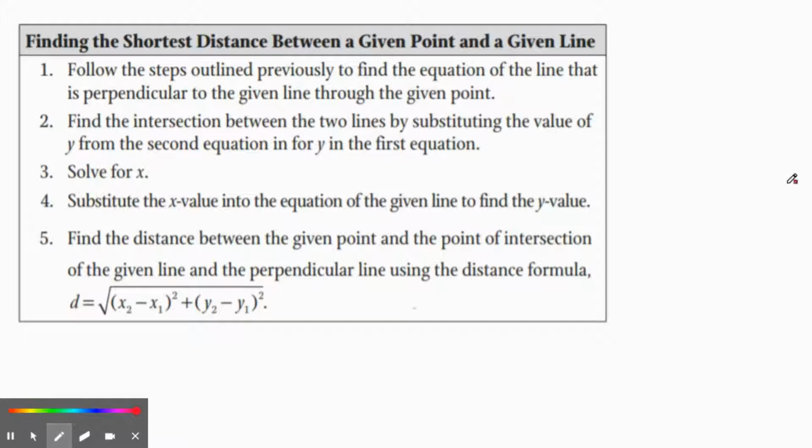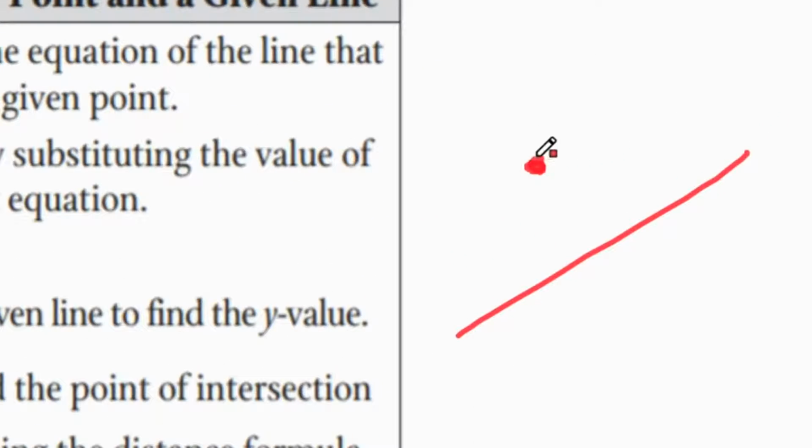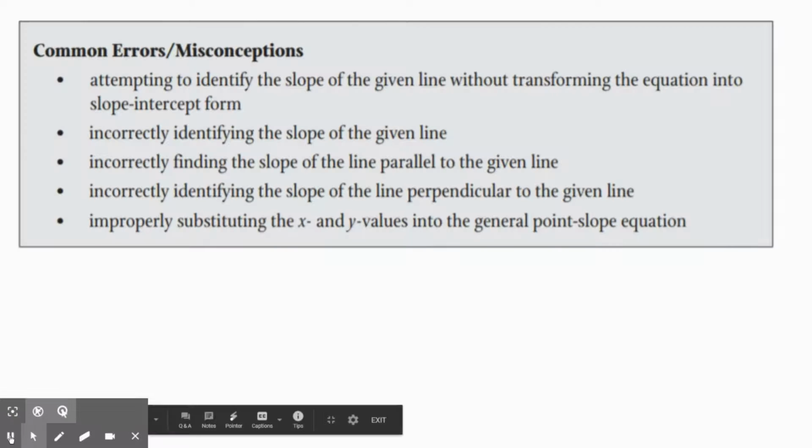One thing to consider is when you have a line and then a point that's not on the line, the shortest distance between the point and the line is going to be a perpendicular to that line. Here are some common errors and misconceptions.